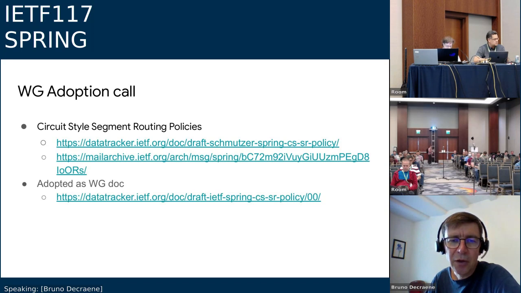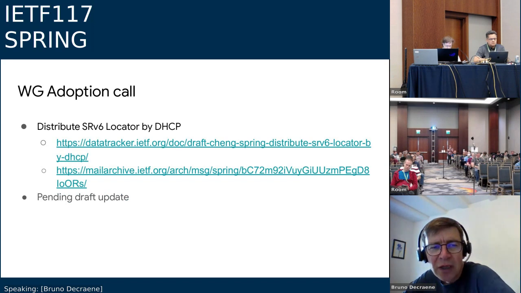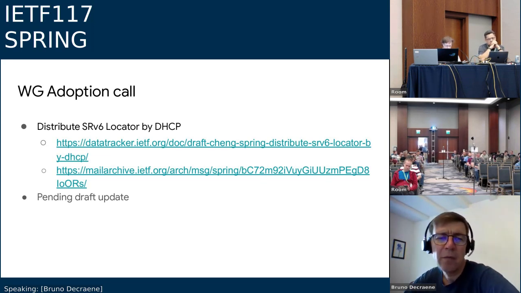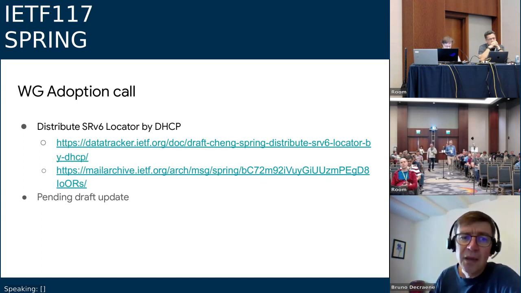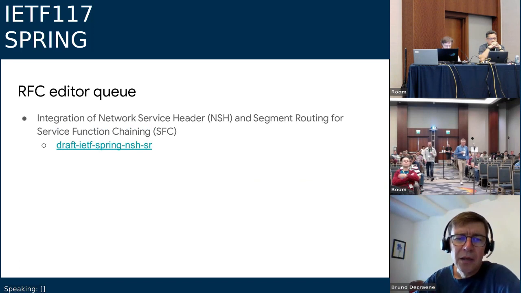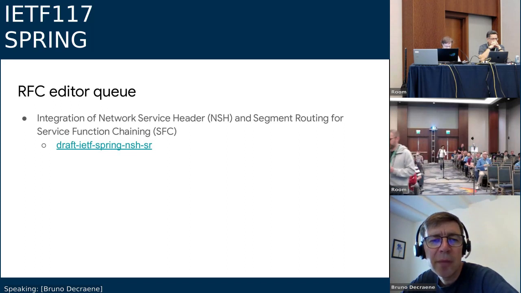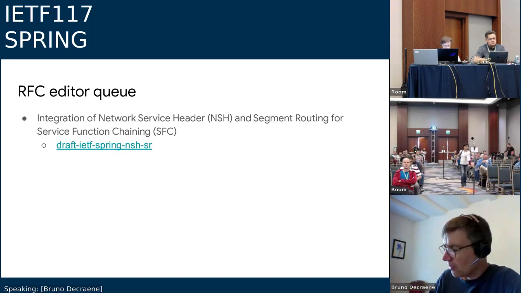So again, you have URLs and links. We are doing a working group adoption for the distribution of SRv6 locator in DHCP. We had some good reaction and feedback, but an issue was raised, so we are waiting for an update of the draft. And finally, we have a new document in the RFC editor queue. Thank you, Jim, which is integration of network service header and segment routing for service function chaining.